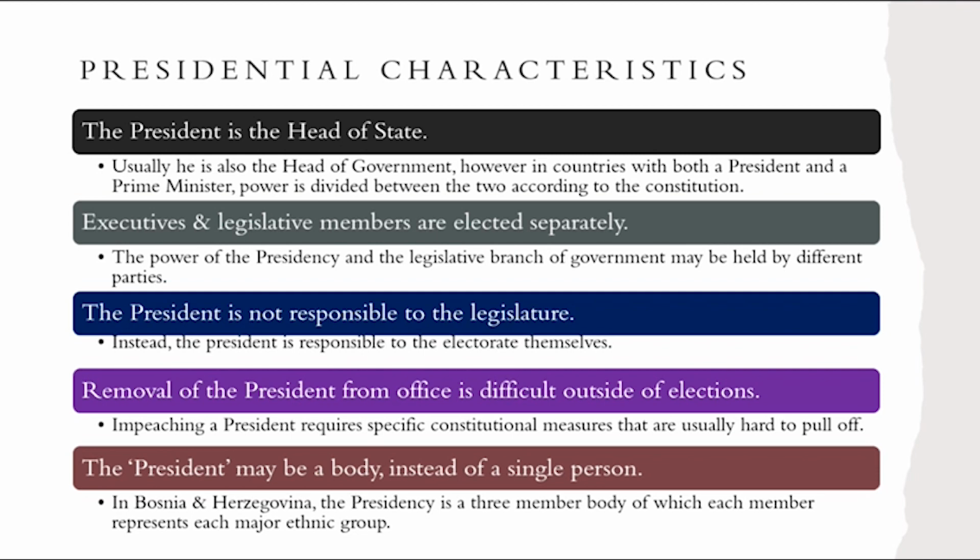Next, executive and legislative members in countries that exercise this system of governance, such as our beloved country, are elected separately. This means that the power of the presidency and the legislative branch of government may be held by different parties. Since during the election, people may choose to vote for one party for president and another party for the legislative seats.